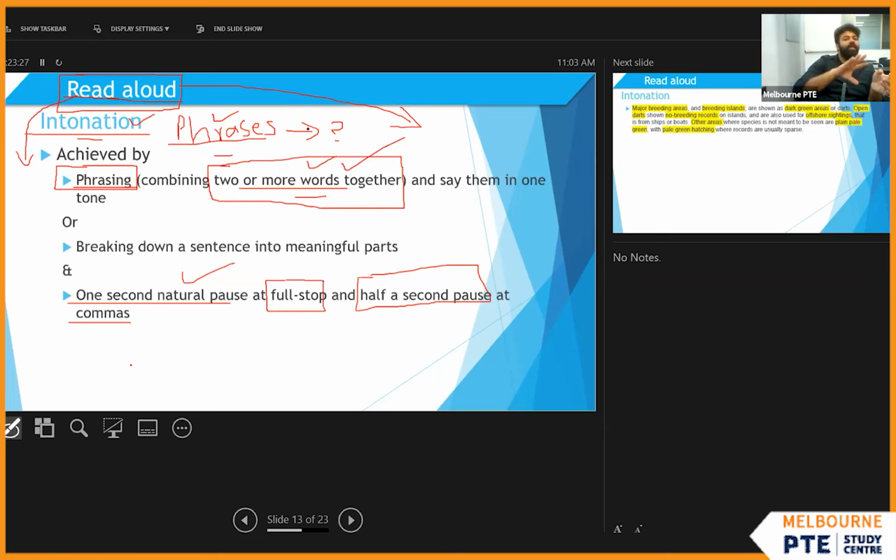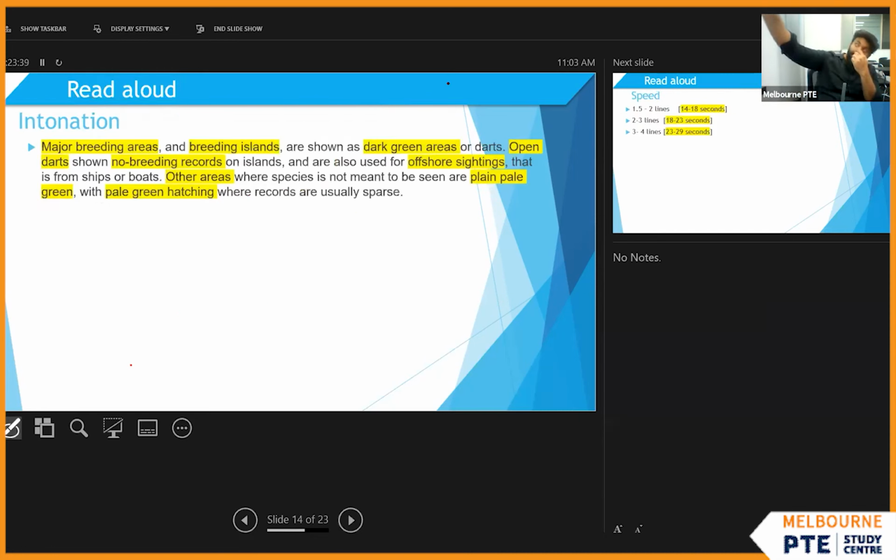Similarly, the other phrases you will come across in your passages, make sure you say them together in one flow. If you have a look over here in this passage, I have highlighted some phrases for you. So I will say them as "major breeding areas", "breeding islands", "dark green areas", all the words of a phrase in one flow basically. That's it.